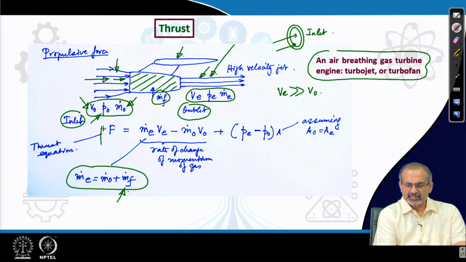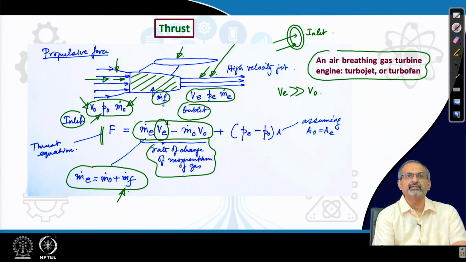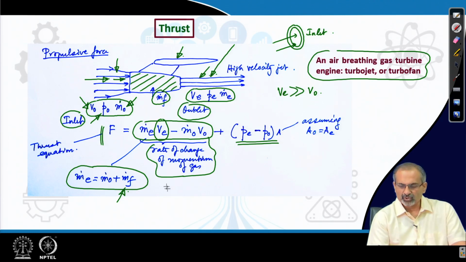Now, the thrust equation looks like this. This is the rate of change of momentum of the gas as it crosses the engine, from which the bulk of the thrust is generated. So, it is very important for us to create a high velocity jet, which is primarily responsible for the thrust. There may be some pressure difference between the exit and the inlet end of the engine, but that is usually small. So, the primary reason why thrust is generated is because the engine is able to create a high velocity stream.